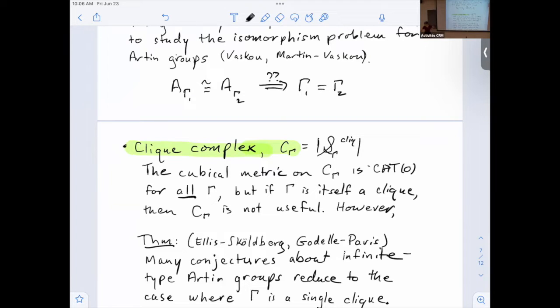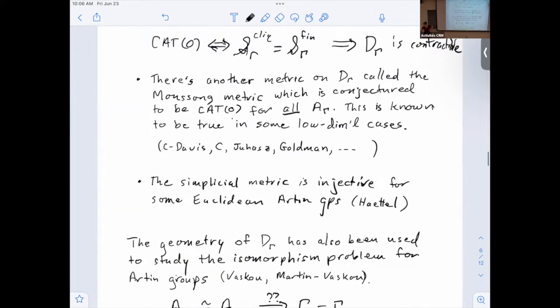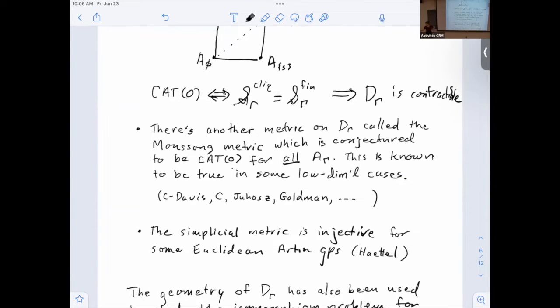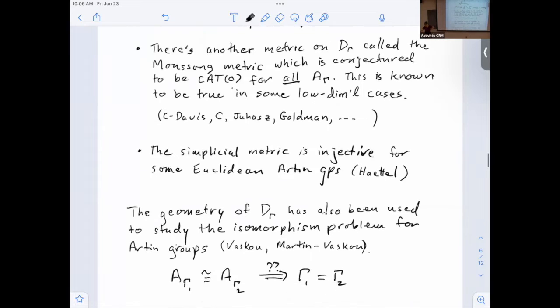Okay, so let's move on. So that's the Deligne complex. I would love to know that more Deligne complexes are contractible, if anybody has suggestions of how to prove that.